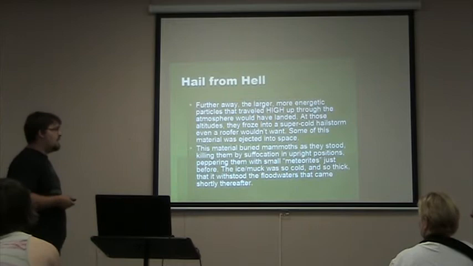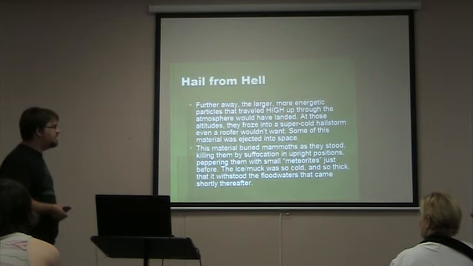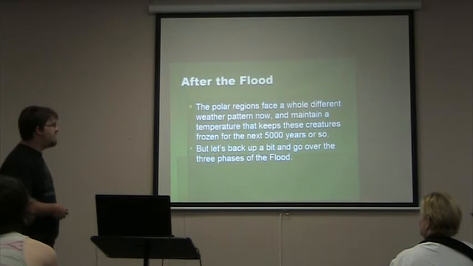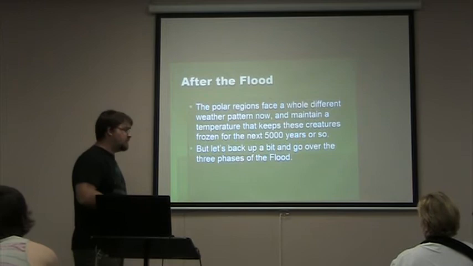And of course, if you know anything about drag, you would say, well, the denser particles are going to get there first. Well, that would be the iron nickel meteorites, very small ones, that peppered their tusks. So cold and so thick it withstands floodwaters that come afterwards. After the flood, the polar regions face a whole different weather pattern. Maintain a temperature that keeps these creatures frozen for 5,000 years. So we can explain frozen mammoths via hydroplate theory.